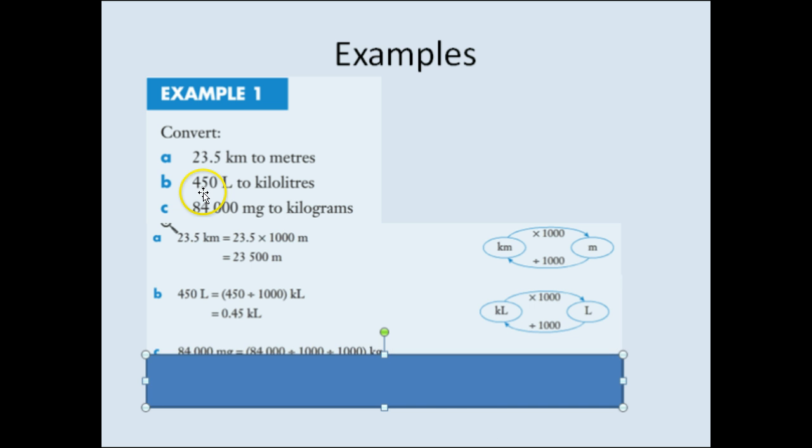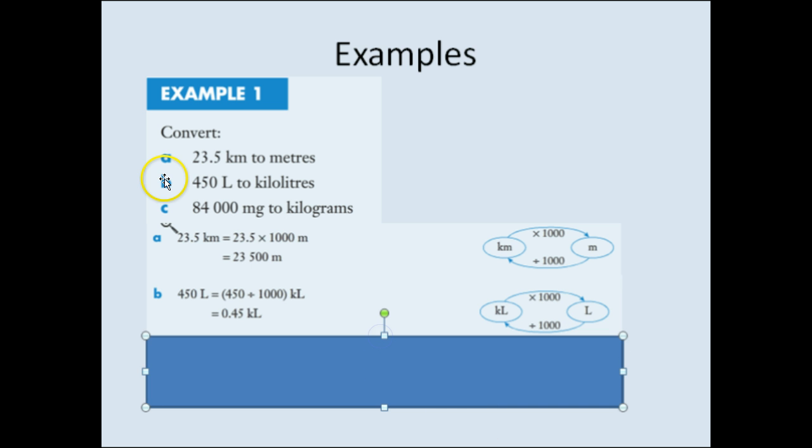Okay, in B I've got 450 litres and I want to change that to kilolitres. So I'm going from litres to kilolitres. So I need to divide this time. So just plug 450 divided by 1000 into your calculator and you will get 0.45 kilolitres. So remember, when we're going from a large unit to a small unit, we times, and when we're going from a smaller unit to a larger unit, we divide.